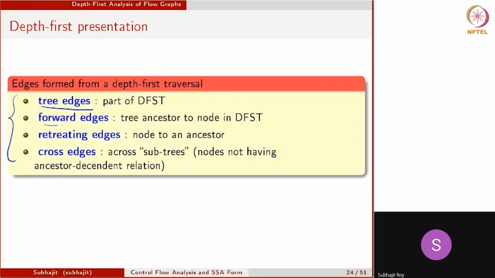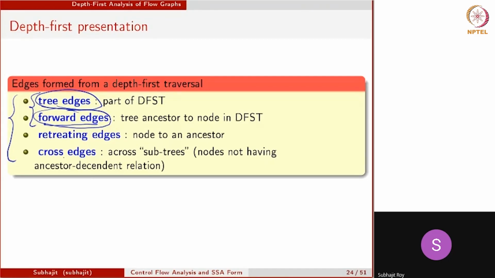Then the next type of edges are called forward edges. So forward edges are all edges that go from an ancestor of a node to a descendant of the node in the depth-first spanning tree. Right? So I will give you an example. Then you have retreating edges. So for these two, you will look at your depth-first spanning tree. These are edges which are directly present in your depth-first spanning tree. These are paths present in your depth-first spanning tree. So if there is a path from A to D in your depth-first spanning tree, then an edge A to D in the control flow graph is referred to as a forward edge.